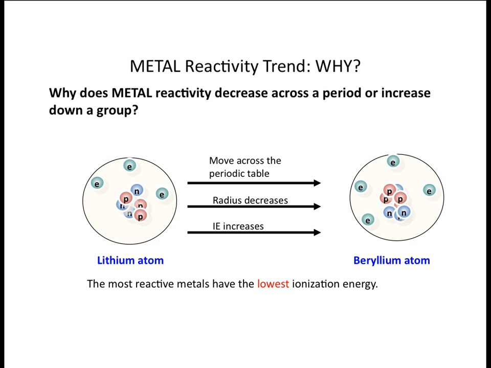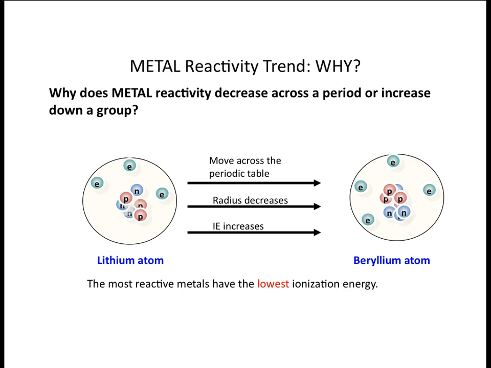This pattern basically comes down to ionization energy, the energy required to remove an electron from an atom. We find that the most reactive metals will have the lowest ionization energy. It will not take a lot of energy to get an electron removed from its atom, and that's what makes it very active or very reactive.